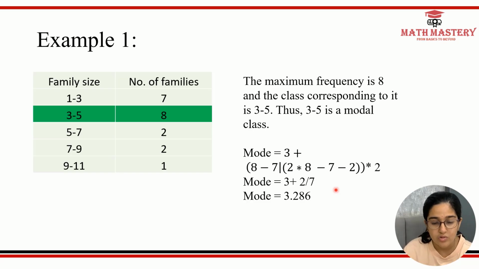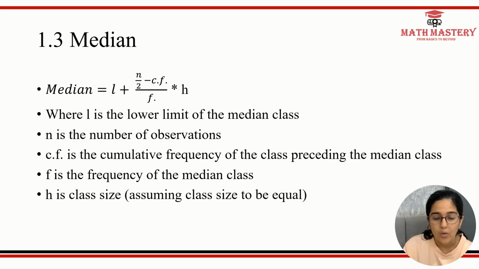So what is the conclusion? The conclusion is that maximum number of families have family size of 3 members. Okay, so I hope this is clear. So with this I move to the next measure of central tendency, which is median. So what is median? Median is the value which lies in the middle of the series. The formula to calculate the median is (n plus 1) divided by 2.